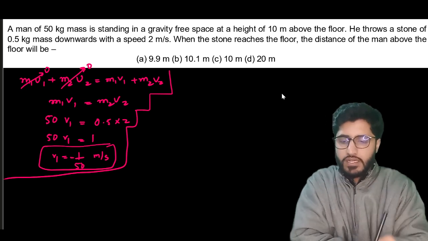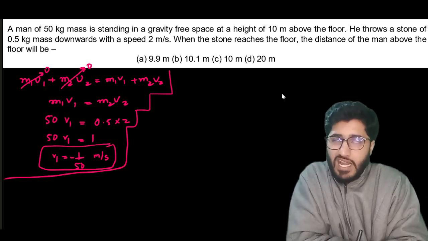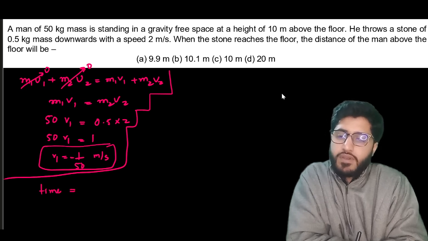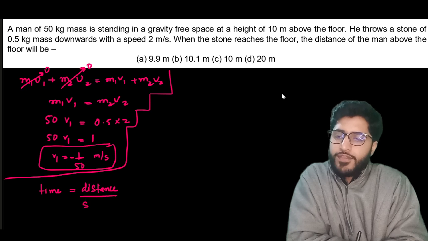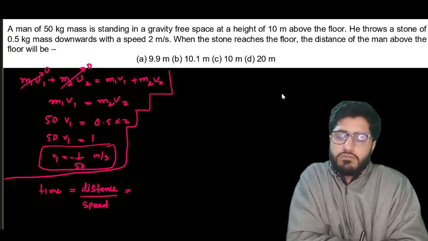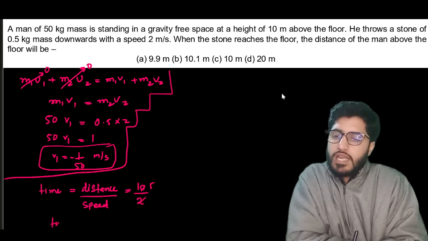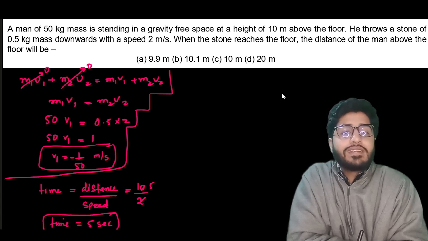Then what is the time? The time for the stone to hit the ground. Time equals distance by speed. What is the distance covered by the stone to reach the ground? 10 meters. What is its speed? 2. So time is equal to 5 seconds. So 5 seconds is the time in which the stone will hit the ground.